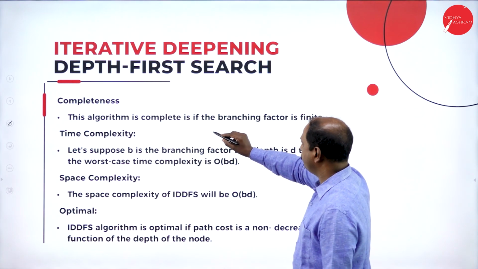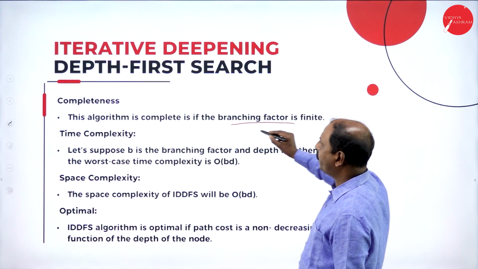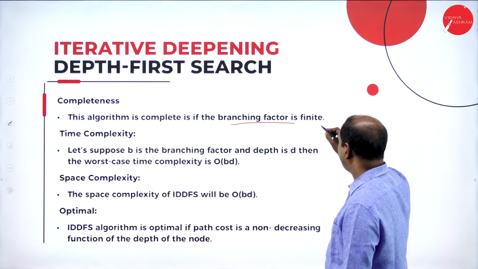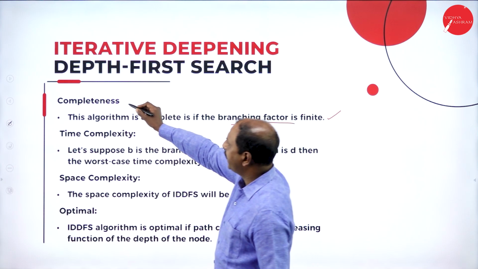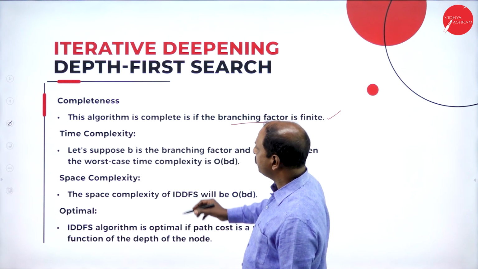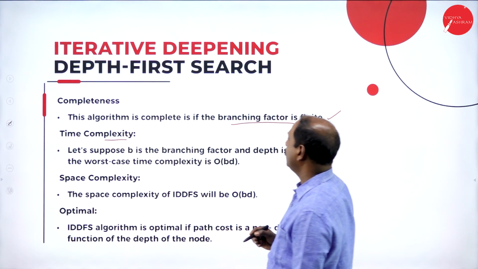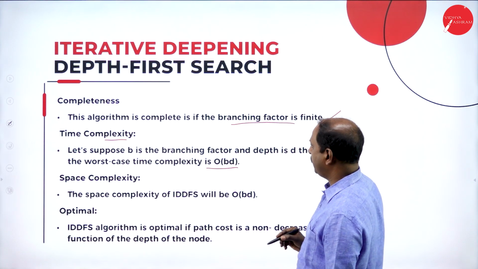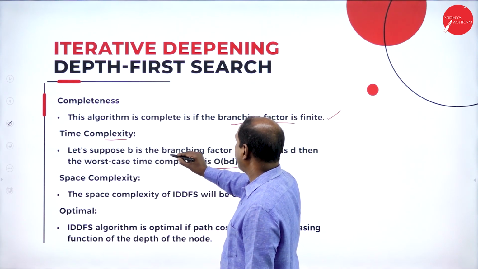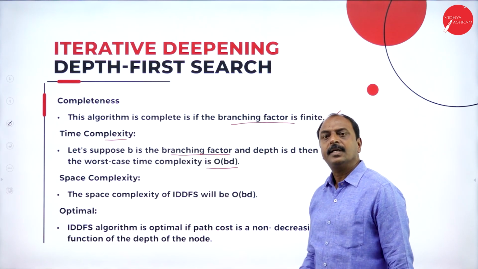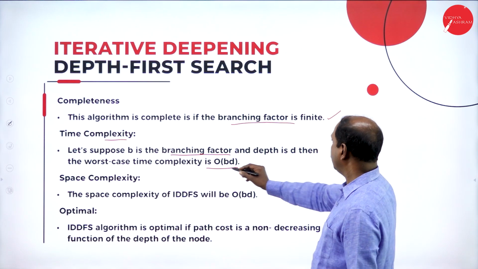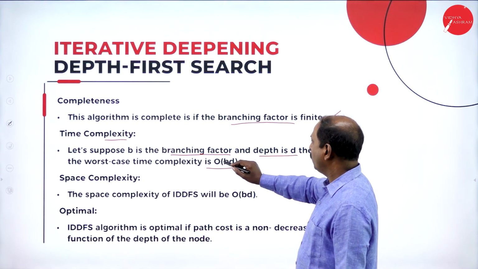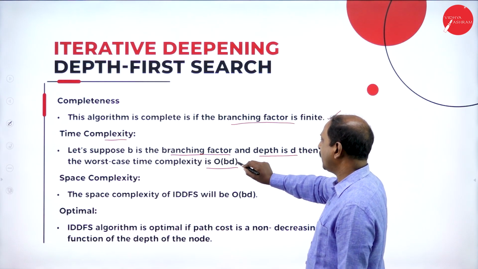Completeness: if the branching factor is finite, meaning the defined limit is a finite value, then we say it is complete. Next one, time complexity. We represent time complexity with the order of b to the d. Here b is the branching factor, meaning the number of branches, and d is the depth.